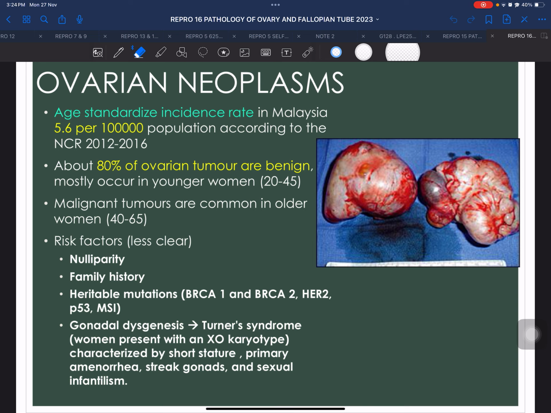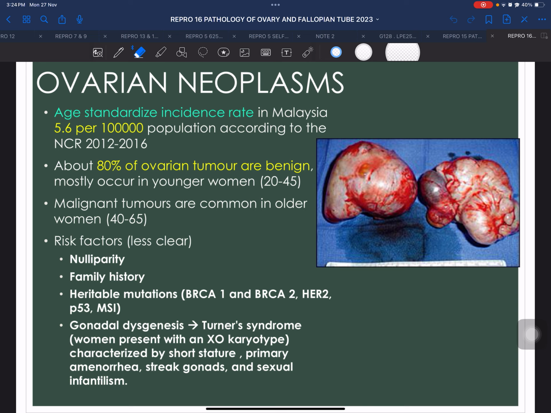Okay, so how common is ovarian cancer? They are the 5th most common cancer among women. So the first one is breast. So breast cancer is the number 1, but ovarian is the 5th most common. Okay, and the majority of ovarian tumors are benign and they tend to occur in younger women. And those that are malignant, they tend to occur in older women.